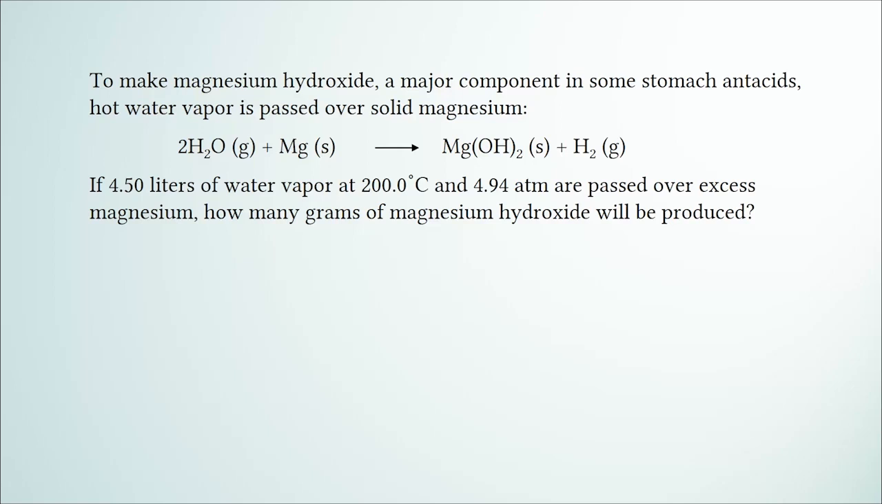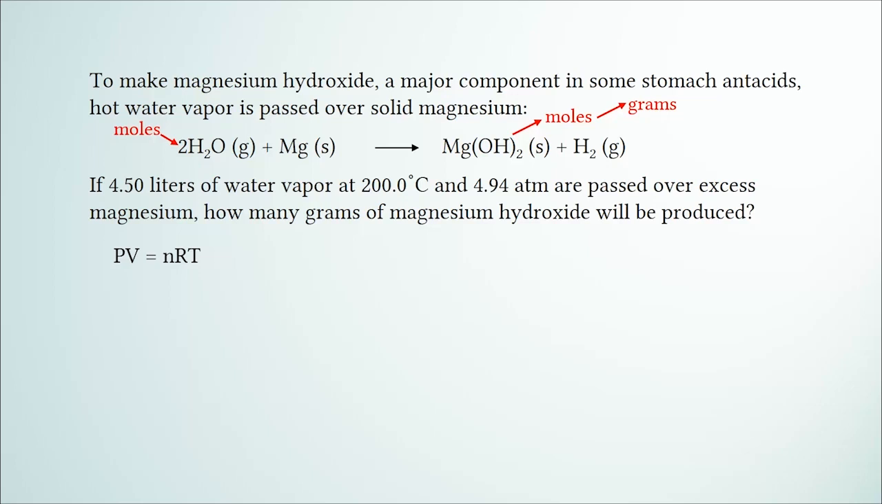Let's plan our strategy. We're given the amount of the limiting reactant, with excess magnesium. We need to find out how many grams of a product are made. We have liters, temperature, and pressure of the water vapor, so we can use the ideal gas law to calculate how many moles of water that is. Then we can use stoichiometry to find out how many moles of magnesium hydroxide are produced, and finally convert moles of magnesium hydroxide to grams of magnesium hydroxide.